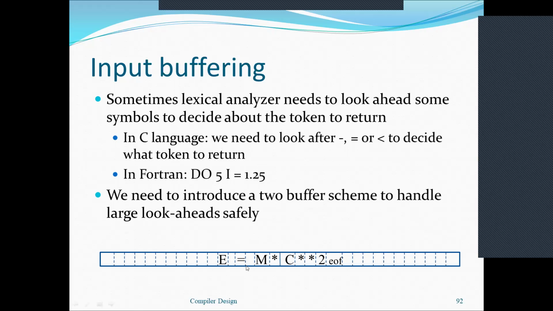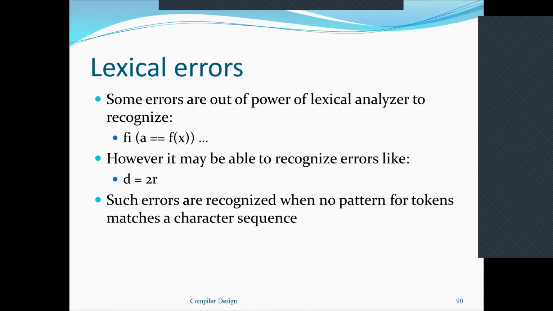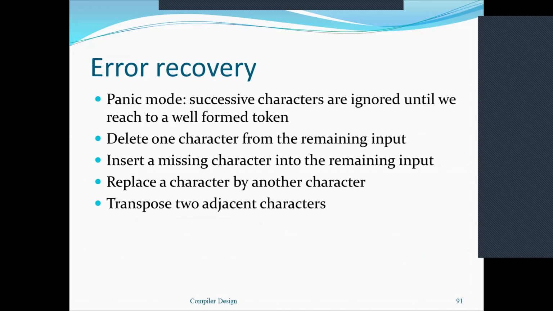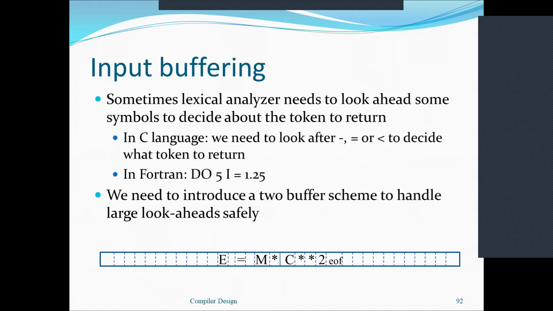As we have seen, E is equal to MC square. If you write E is equal to M star C star double star, or exponential square, that is 2, and then occurs your end of file, how the input buffer takes place and how it can be generated, we'll see.